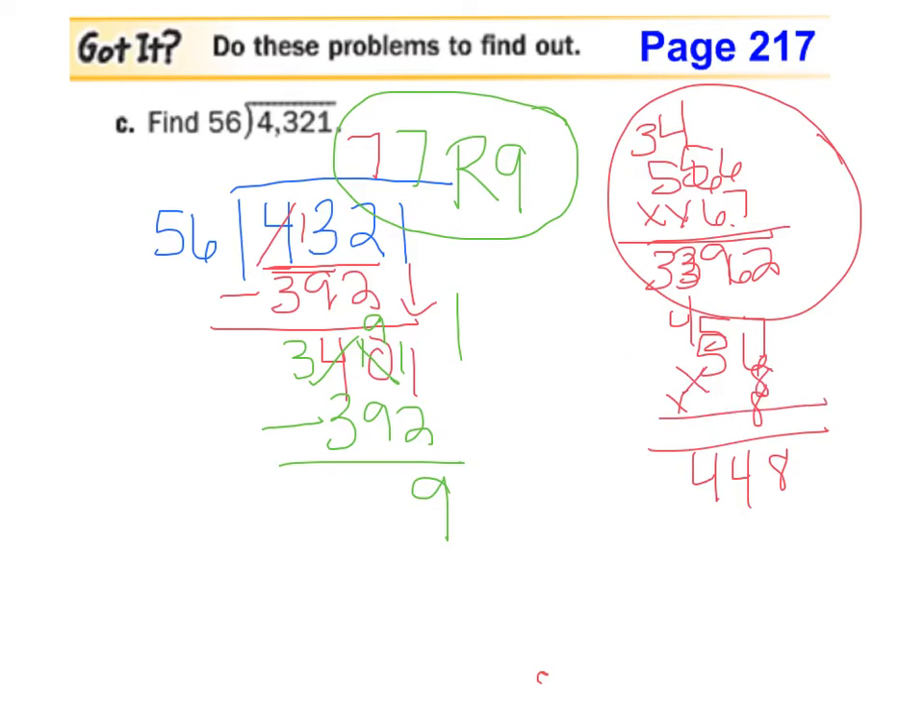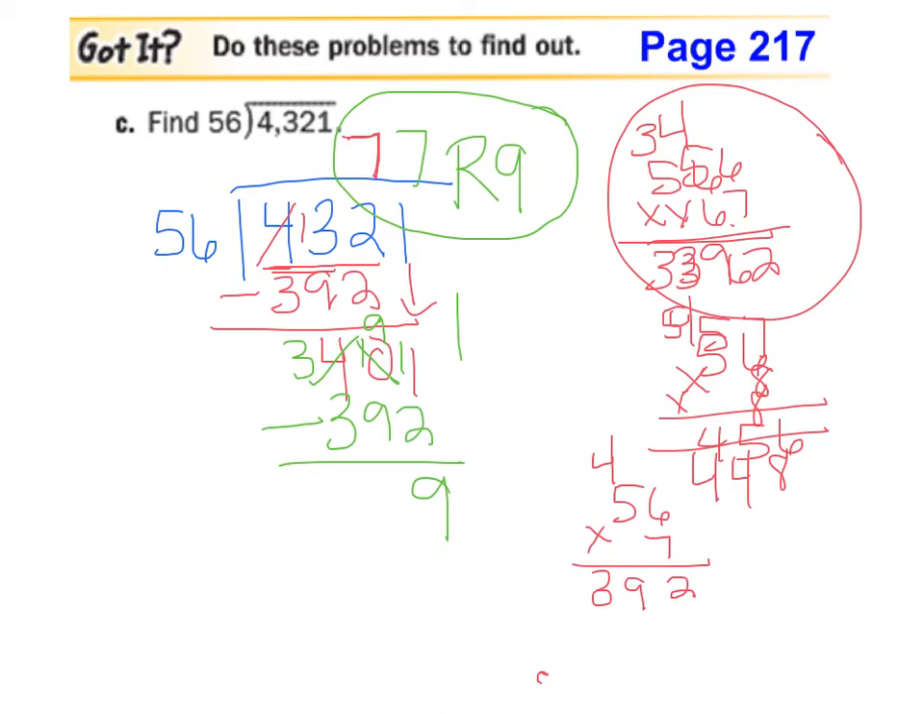8 times 6 is 48. 8 times 5 is 40. 448. That one's too big, so it must be 7. 56 times 7. 6 times 7 is 42. 7 times 5 is 35, 392. That's what I need. So 432 divided by 56 is 7.